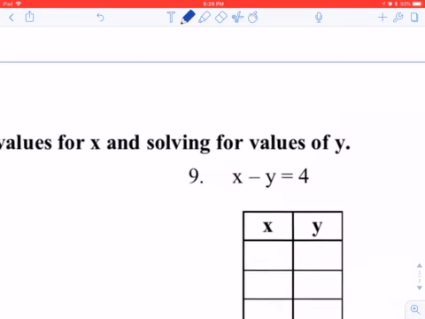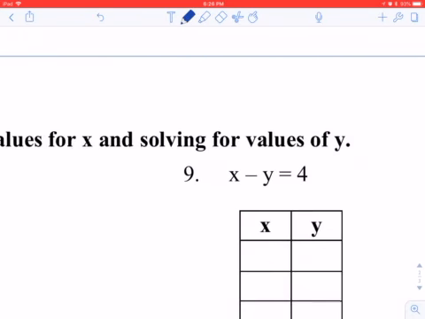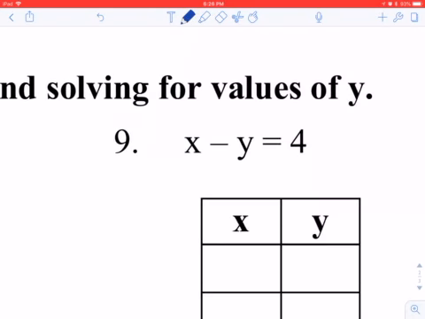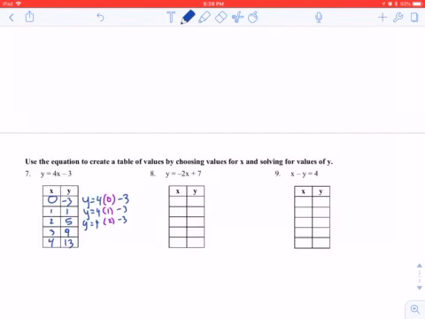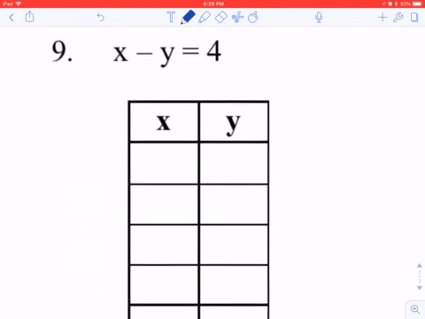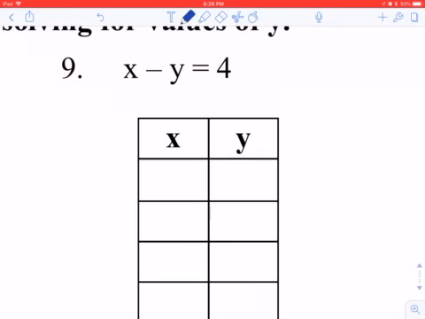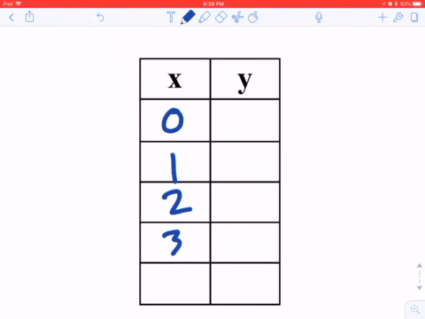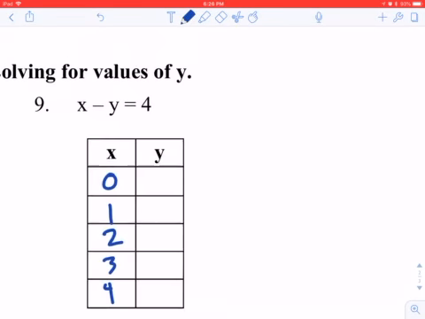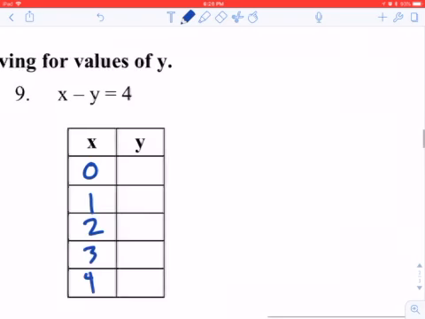Number 9 is a little tricky, but I believe you can do it too. We can start with 0, 1, 2, 3, 4. So this one is a little bit different in that x and y are on the same side. You can keep them on the same side if you want, or you could change them around. Let's just keep them the same here.